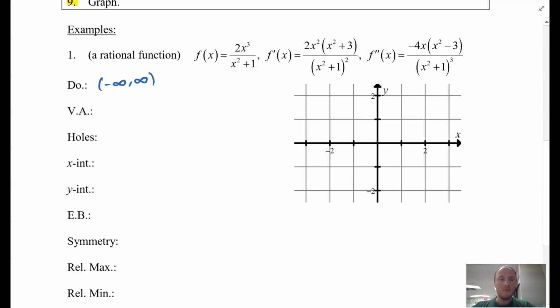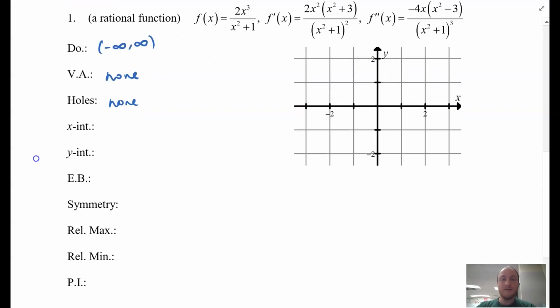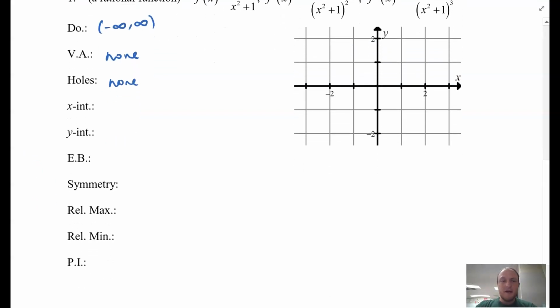And then, which ties into our vertical asymptotes. I don't have a denominator that is going to be equal to 0, so we're not going to have any vertical asymptotes. And since I'm not reducing or canceling any factors, we don't have any holes. You're like, well, what good is this example for? We're not doing anything. The next ones will have stuff. Okay. This one's going to mainly focus on increasing, decreasing, and concavity.